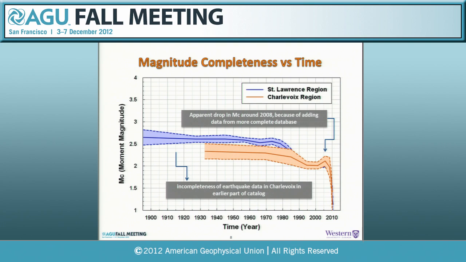And as you can see here, in the entire St. Lawrence region, the MC values vary around 2.6 before 1980, and after that gradually drop, as is expected. When we wanted to perform our analysis, we picked the magnitude completeness for recent aftershock sequences from this plot. But for the past earthquakes, we chose those values subjectively based on the availability of the data.